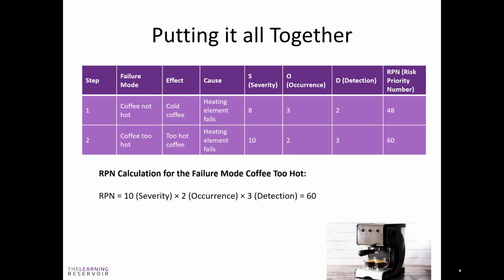If we were to look at another step in the coffee making process, a failure mode could be that the coffee was too hot. The effect would be you would have too hot coffee and could burn somebody. The cause again would be a heating element failure. The severity here would be a higher rating of 10, occurrence 2, and detection 3, and now we have a higher RPN number of 60.